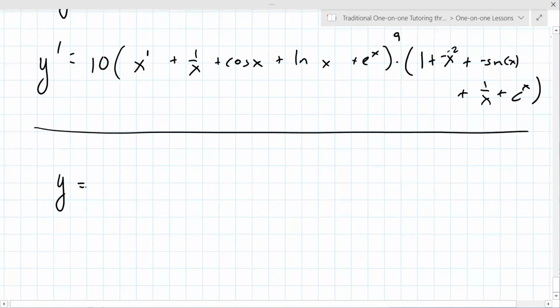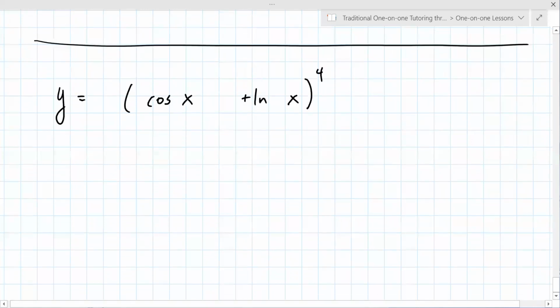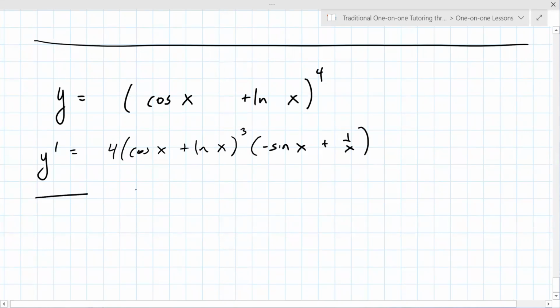Let's say y equals cosine x plus natural log of x, to the power of 4. So you kind of already did this one, but I'm going to use it for another example here. Okay, so what is the derivative here? It's 4 times cosine x plus natural log of x to the power 3, times the derivative of cosine, which is minus sine x, plus 1 over x. Okay, now this is what's important.